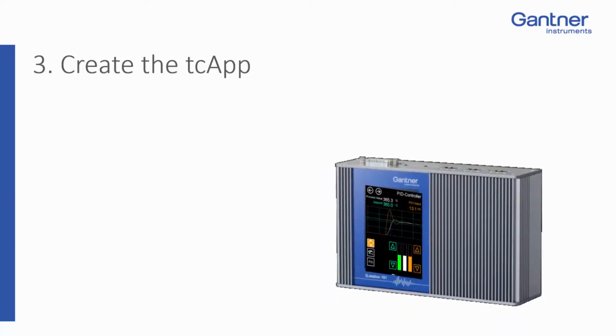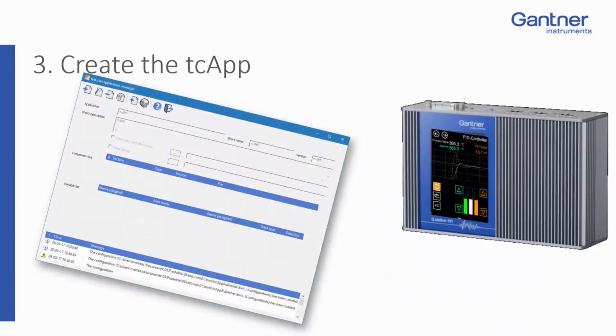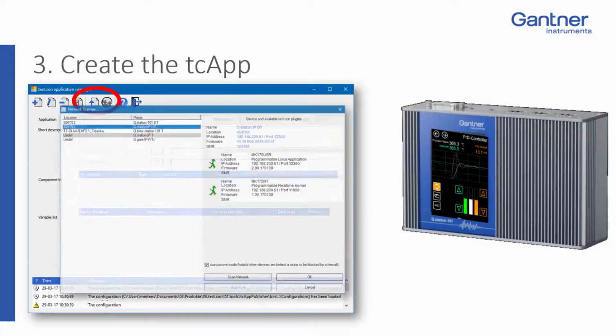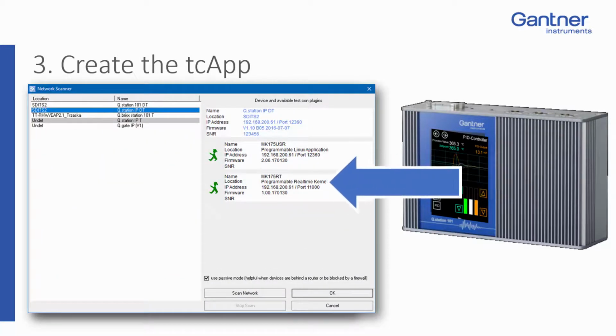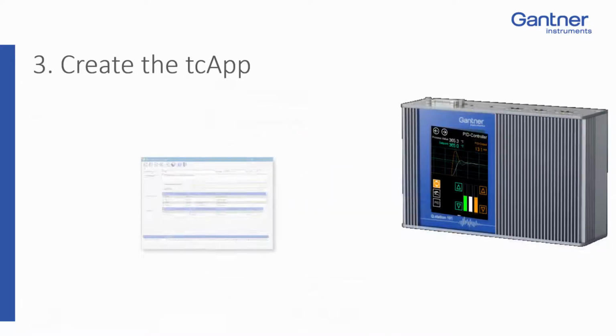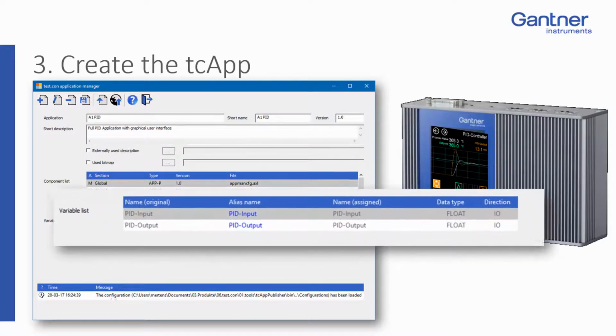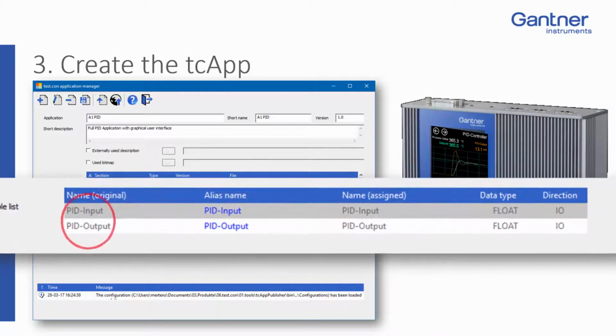With tcAppPublisher, the entire test.con application is read out from the controller. That includes both applications, the application in the real-time kernel and the application in the user space kernel. With tcAppPublisher, the tcApp can be named and a short description can be added. All available inputs and outputs are listed with the original name and the alias name. The alias name can be changed so it is more descriptive.